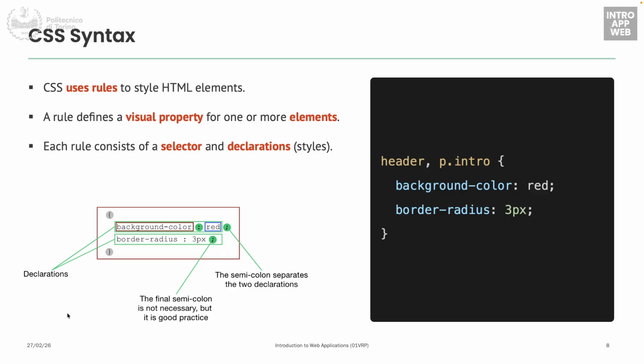Okay? Can you also select multiple classes in this way? Sure. How would you write it? Because here, next to p.intro, you place the comma, and then you can specify another one. You know that here I'm doing this for header, then we have the comma, and then we have the second one. I could do it for as many elements as I want.